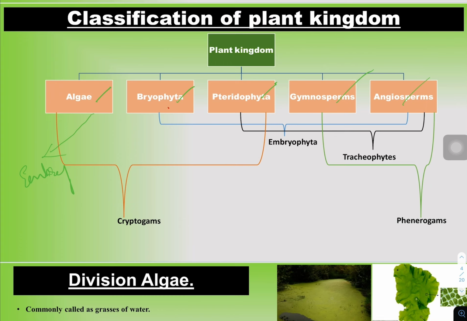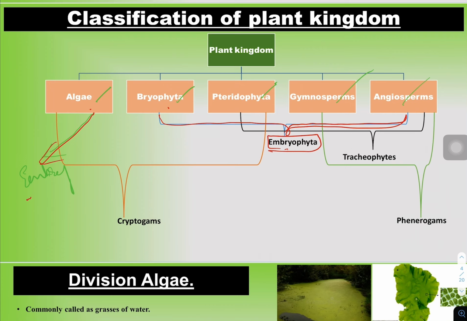Whereas bryophyta, pteridophyta, gymnosperms, and angiosperms are called embryophyta. Why? Because they produce embryos. Okay, hence they are called embryophyta. Algae will not produce any embryos, hence in modern classification it is placed separately as algae and embryophyta. Under embryophyta we have bryophyta, pteridophyta, gymnosperms and angiosperms.